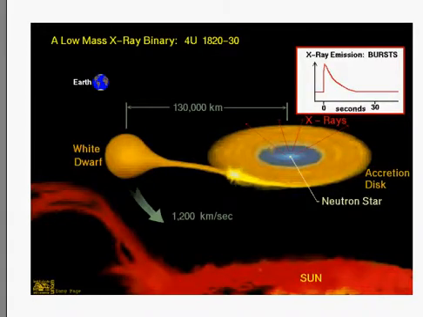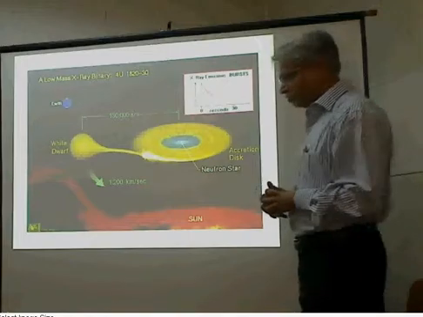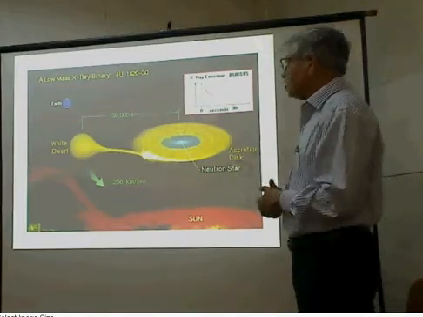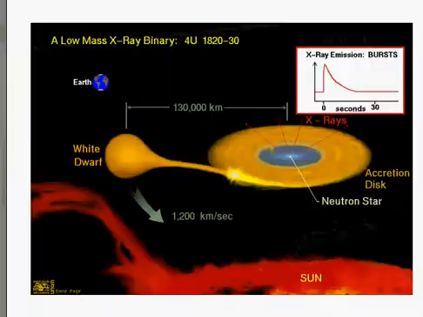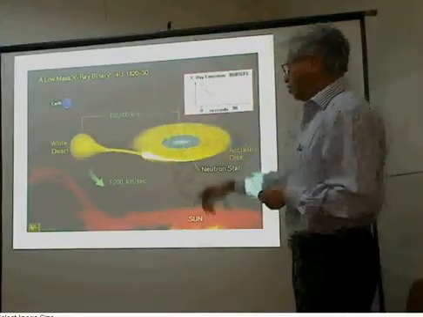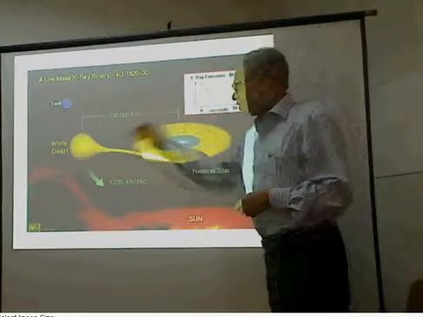Now, the X-ray binaries have periods which range from a fraction of an hour to days and months. Okay, I'm talking about the binary period. Now, here's an example of what is known as a low mass X-ray binary. Why low mass X-ray binary? Because the binary companion is a low mass star. In this case, it's a white dwarf and a neutron star pair. So the neutron star is the X-ray source and the white dwarf is the companion.